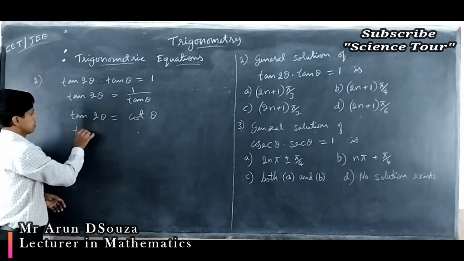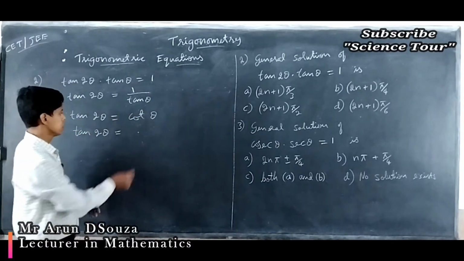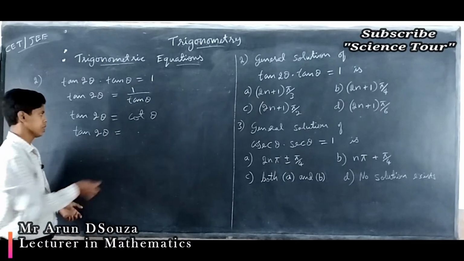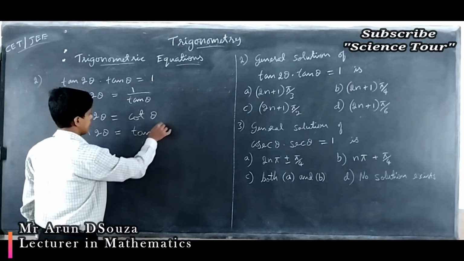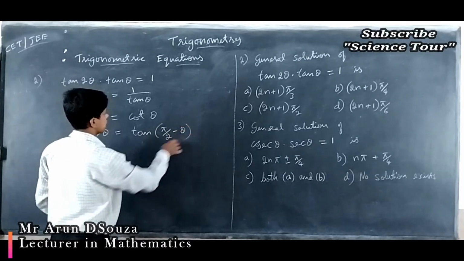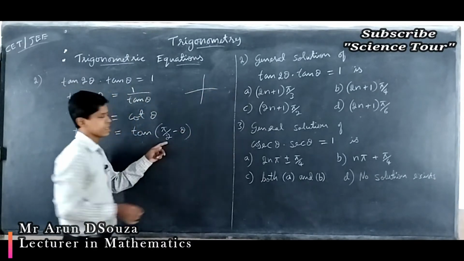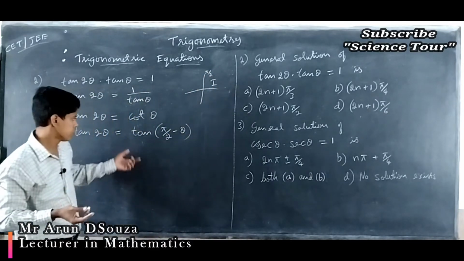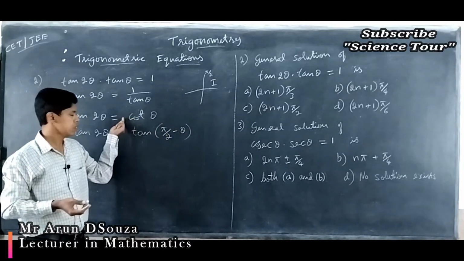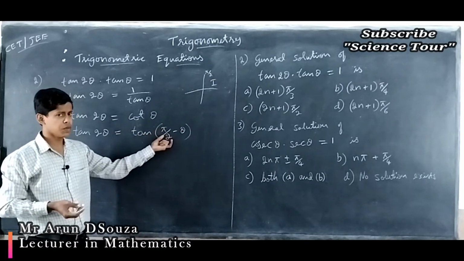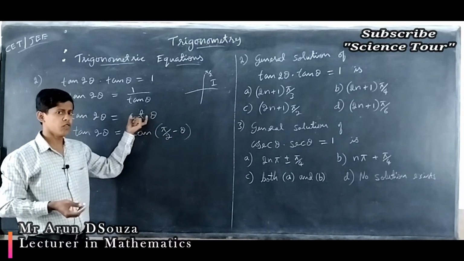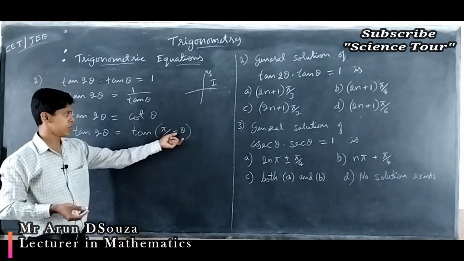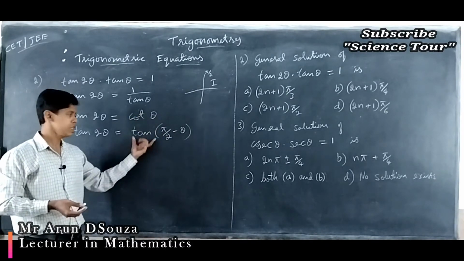Now I'll use the formula on allied angles. I need cot to be changed into tan. I need tan theta equal to tan alpha, correct? So I'll write this as tan of 90 minus theta. Am I right in writing this? In 90 minus theta, it is the first quadrant, all are positive. If you have pi by 2 or 3 pi by 2, tan will change into its co-function, so tangent becomes cotangent. Therefore tan of pi by 2 minus theta is cot theta. So cot theta can be written in this way.